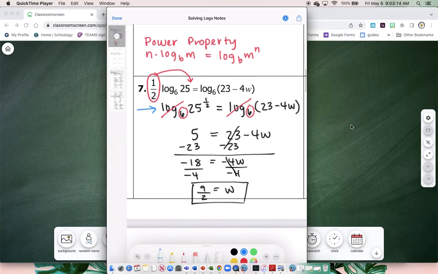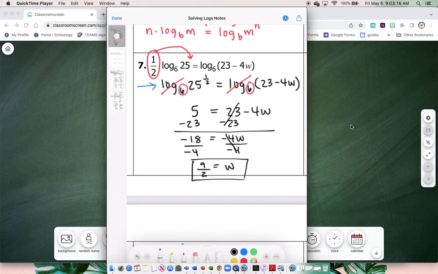So let's double check it. Let me write it right here. I'm going to double check log base 6 of, I know that that's 5, right? We said that 25 to the 1/2 power is 5. So I'm going to say log base 6 of 5 is equal to log base 6 of 23 minus 4w, but we are checking that w is 9 over 2.